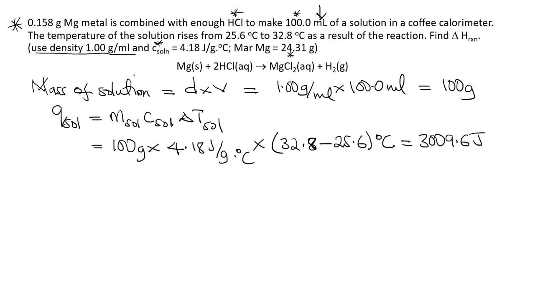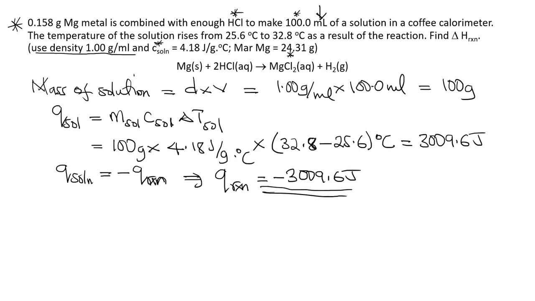But once you get the heat of solution, you come back and say, heat of solution is equal to negative heat of reaction. This implies that heat of reaction is equal to the negative of whatever you get, 3009.6 joules. So if heat of solution is positive, the heat of reaction is just the negative of that positive. So what this tells us is that 0.158 grams of magnesium metal produces energy, which is minus 3009.6 joules.